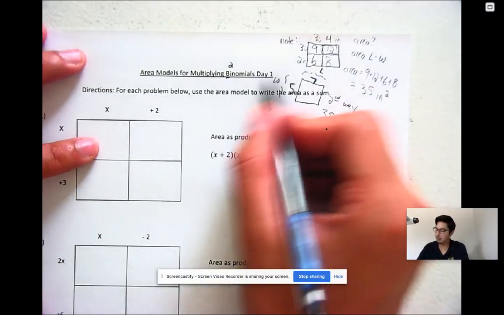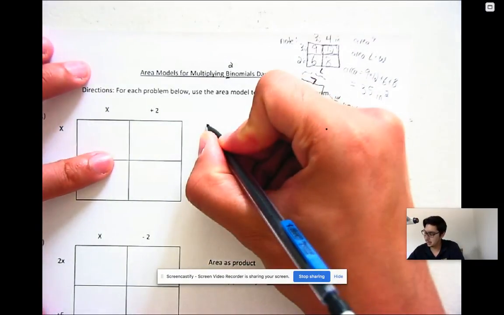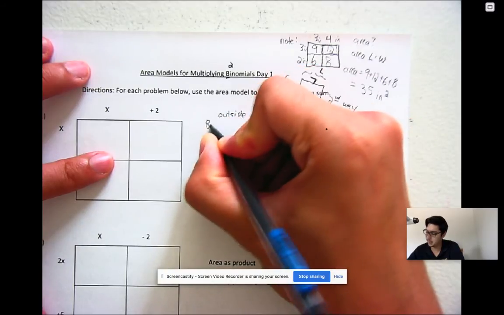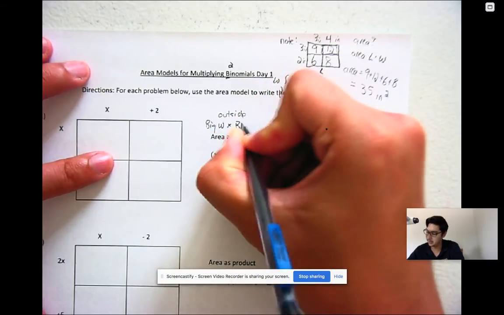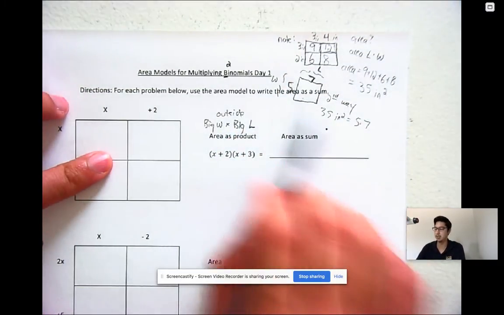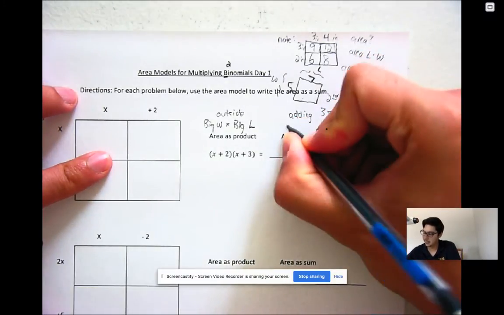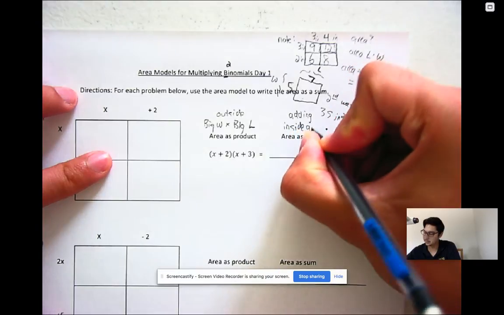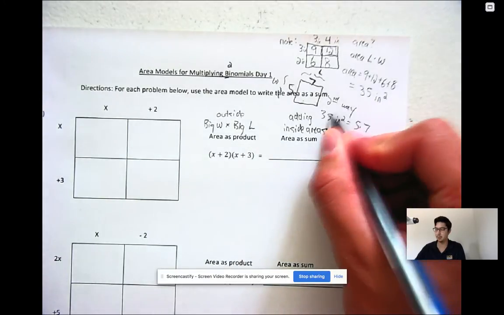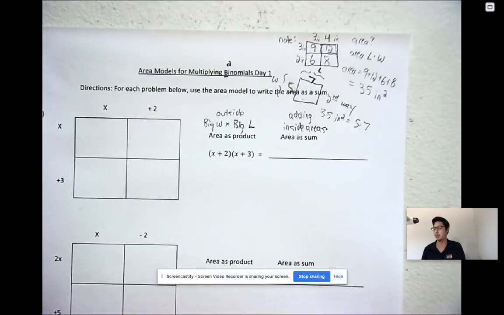Now, when we look at the big one right here, that's called area as a product. So area as a product is looking at the outside, and it's the big width times the big length, which is what you see here. Area as a sum is you're adding the inside areas. And notice how both answers are the same thing. So we use this to tackle these questions that get a little bit more abstract.